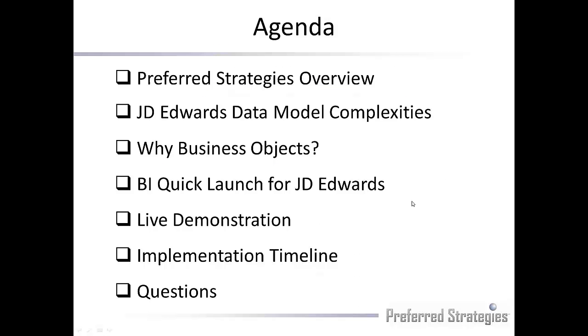I've got a few PowerPoint slides just to cover up front, and then we'll dive into the live demo, and then come back to some slides as well. First off, we'll start with a little overview of Preferred Strategies, the JD Edwards data model complexities, why BusinessObjects, our Jumpstart package for BusinessObjects, a live demonstration, and then come back to the implementation timeline and questions.